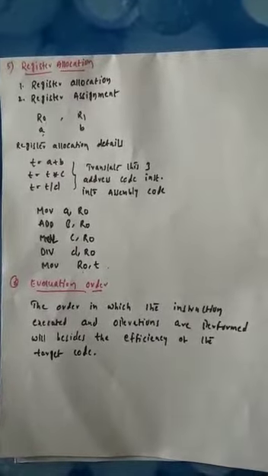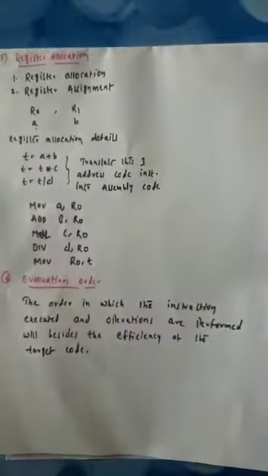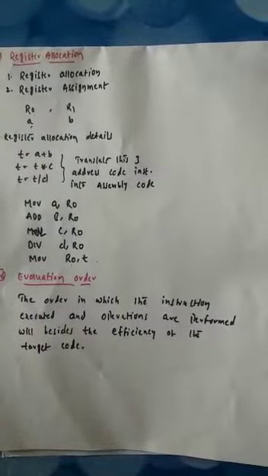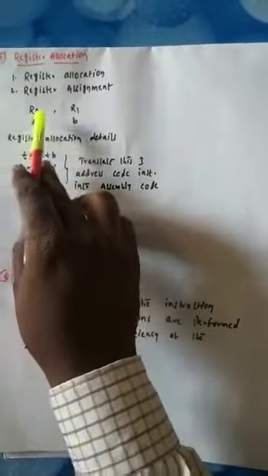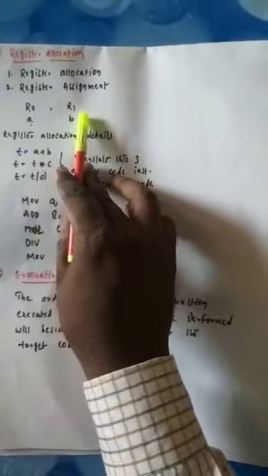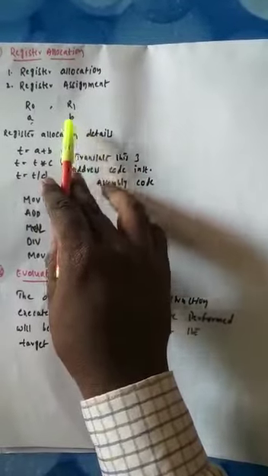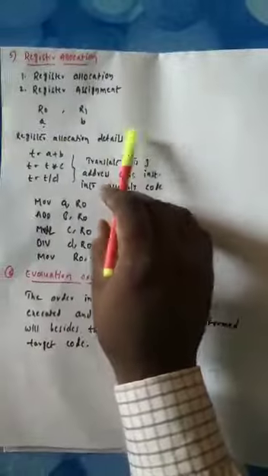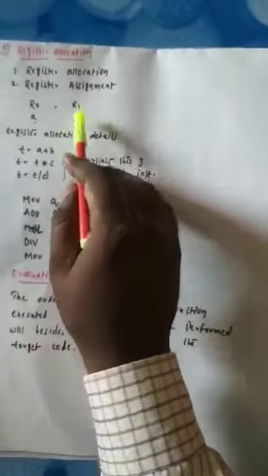What is register allocation? Register allocation specifies which register contains which variable. For example, we have two registers here, register R0 and register R1. The register R0 contains the variable A, and the register R1 contains the variable B. So register allocation specifies which register contains which variable. Register R0 contains A, register R1 contains B.